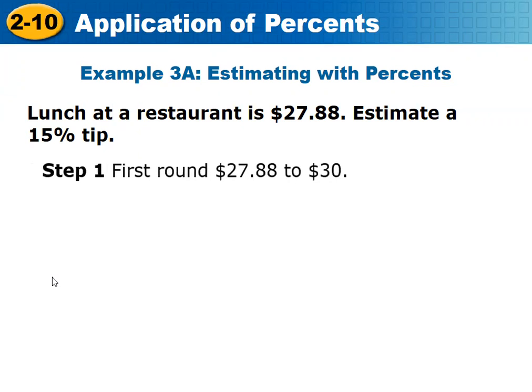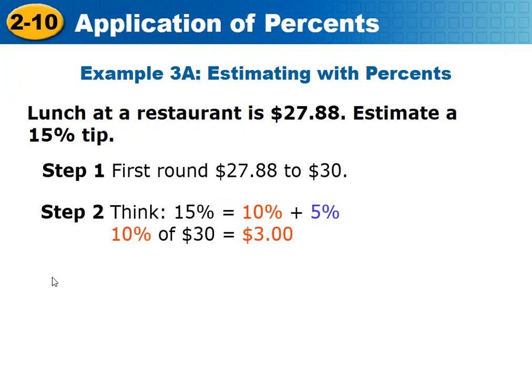Then step 1, first round 27.88 to the closest number which has 0. So what is the closest number which has 0 to 27.88? It will be 30. This is the first step because I want to calculate the answer mentally. Step 2, think: 15% equals 10% plus 5%. Then 10% of 30. Move 1 digit quickly, so it will be $3.